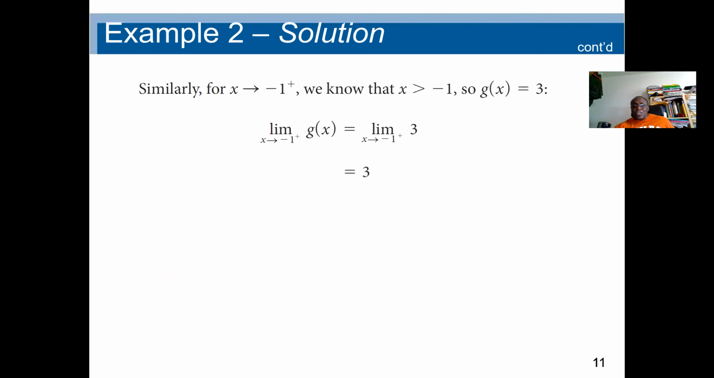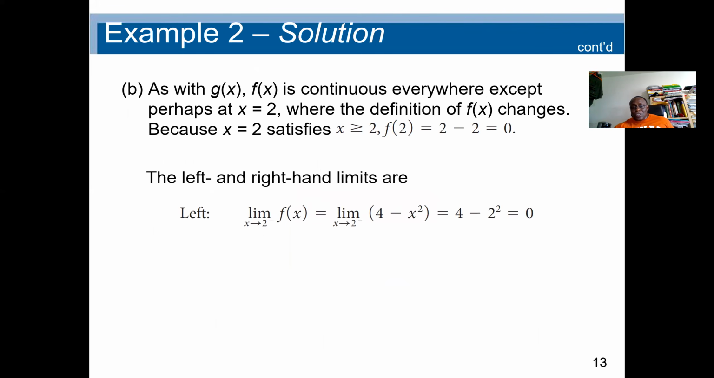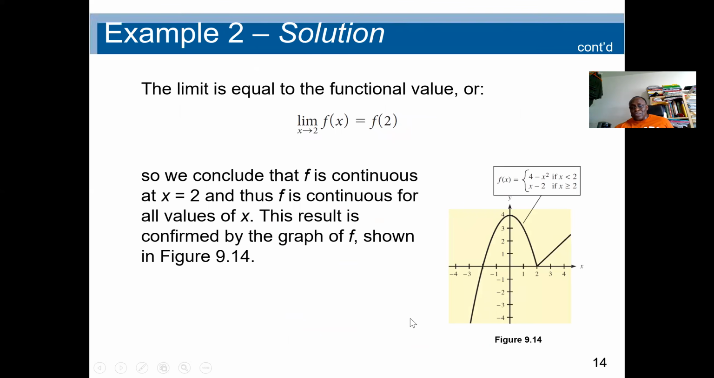Now let's look at the second one, which we already went over. The second one, we saw that the limit exists because we have 2 squared is 4, 4 minus 4 is 0. Then we have s minus 2, another 2, 2 minus 2 is 0. So both of them are 0. Because the left and the right limits are equal, we conclude that the limit as s approaches 2 of f exists.